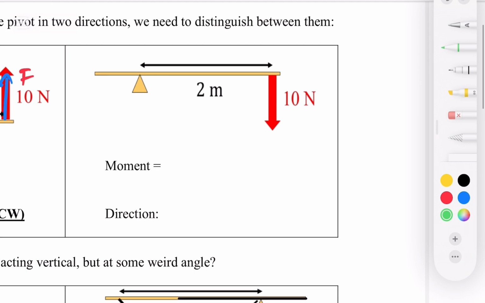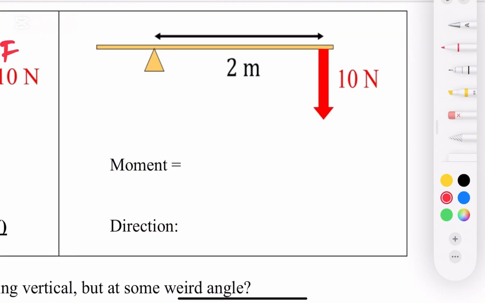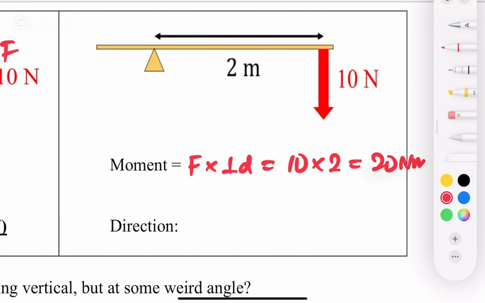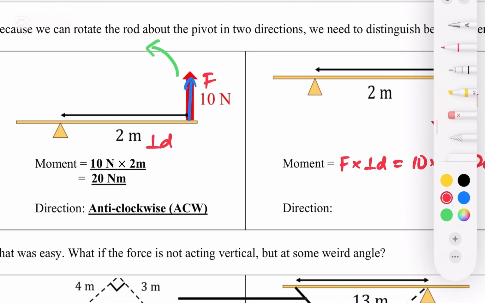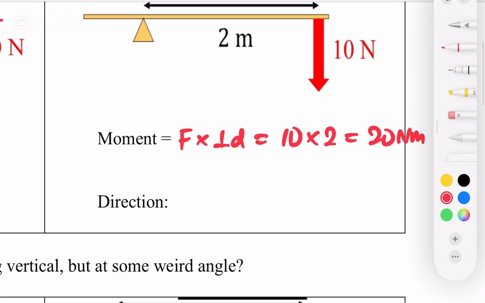Okay, next up, this is when directional changes in the force may cause changes in the direction of the moment. Here we are still going to use the same formula: moment equals force multiplied by the perpendicular distance. It is still the same thing, 10 newtons multiplied by 2, which still gives you 20 newton meters. So in this case, the magnitude is the same as before, but the difference here is that the direction will change, of course.